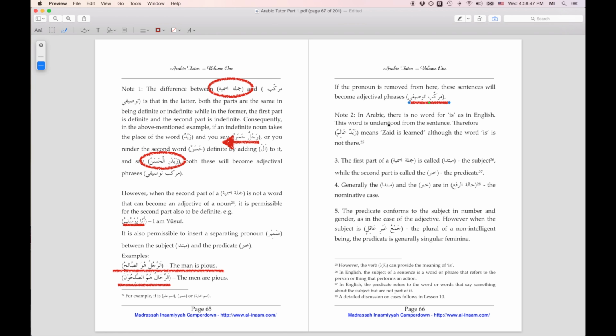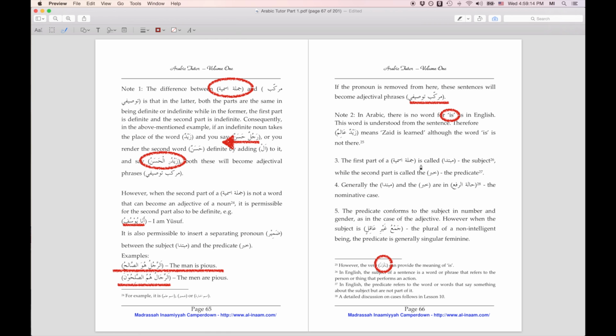Note number 2. In Arabic, there is no sign for the word "is" as in English. This word is understood from the sentence. Therefore, Zaidun alimun means Zaid is learned, although the word "is" is not there. Number 25. However, the verb yakunu can provide the meaning of "is". So kana yakunu could have some sort of meaning. We'll learn this later.